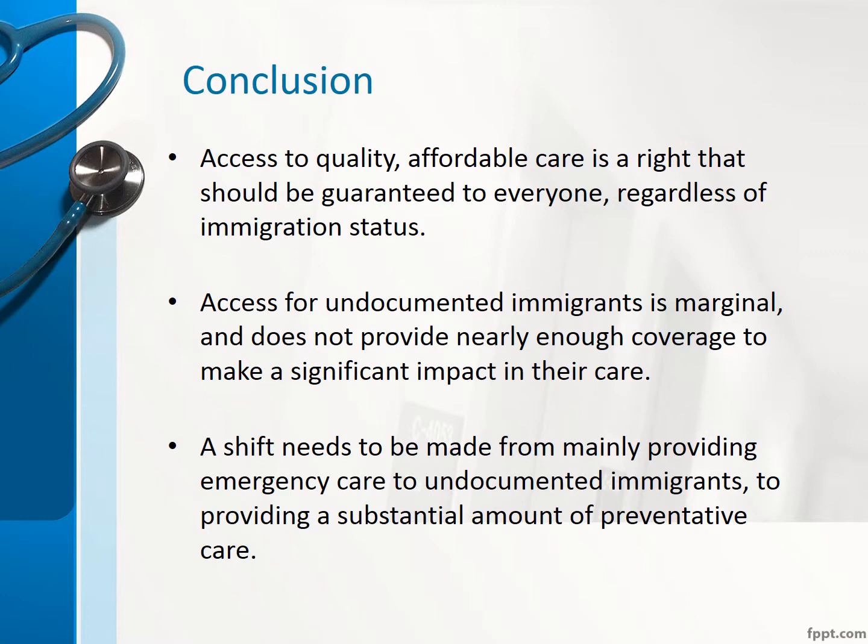A shift has to be made from mainly providing emergency care to undocumented immigrants to providing a substantial amount of preventative care. EMTALA is the majority of care that patients who are undocumented in the U.S. get. While they have safety net facilities they can fall back on, many of them are not able to rely on these or do not know that they exist. Therefore, we really have to push for better policy change, reform, and more education for others about how preventative care will actually help save money in the long run by providing it to undocumented immigrants versus only focusing on emergency care.